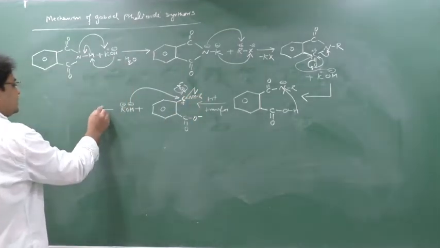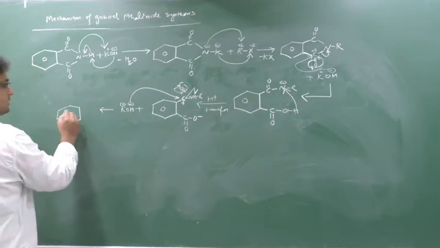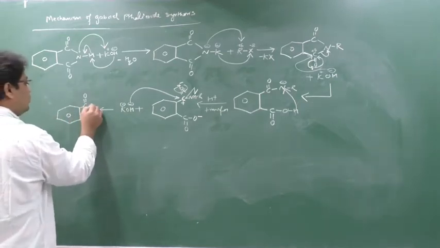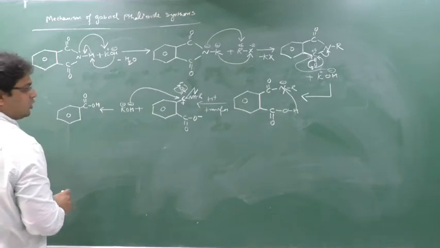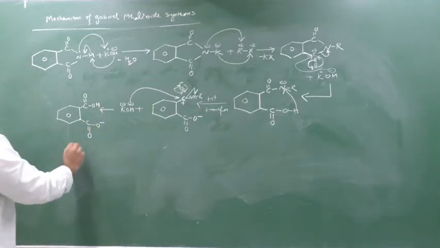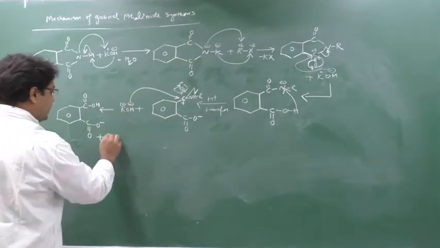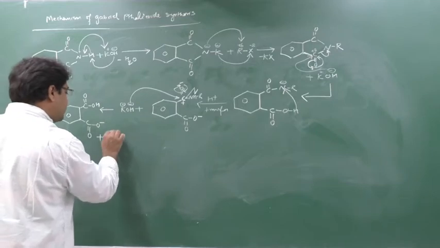So what will we obtain here? You will obtain here C double bond O, OH, yes or no? C double bond O and O minus, yes or no? Now see here, and plus what you will get? You will get R and H, and with that minus.